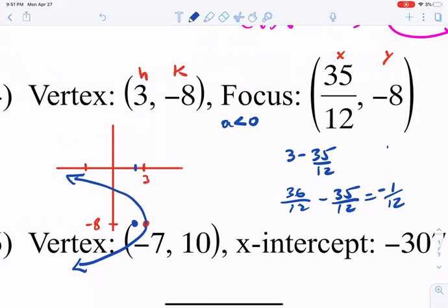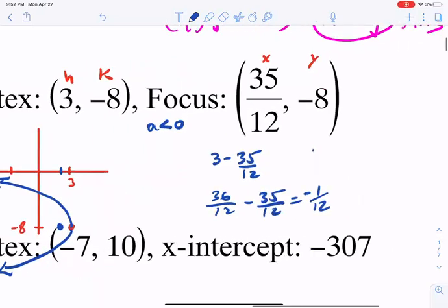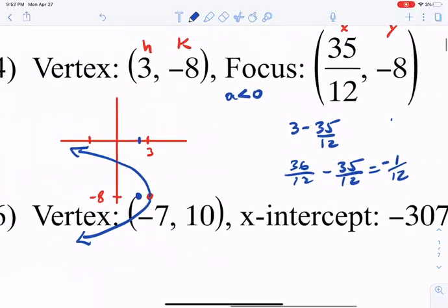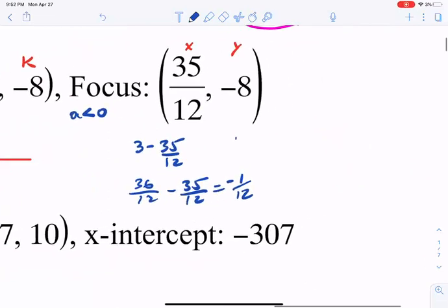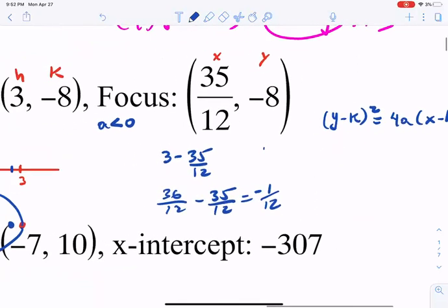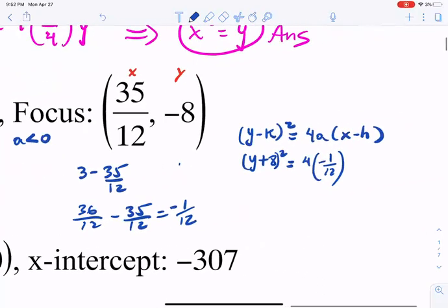Now I need to find out the equation. What equation do I need? Well, this is left or right, so it's horizontal. So I need my equation (y minus k) squared equals 4a(x minus h). So what is the value of k? Well, that's -8, so that's going to be positive a. Negative makes a positive, just remember that. And this is 4 times -1/12 and x minus 3, that's h.